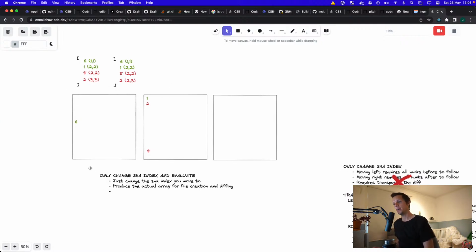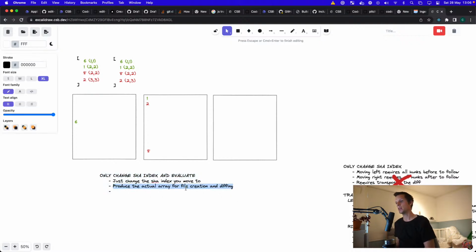So what we could do here is that, okay, so this is like conceptually produced actual array. So let's just remove that. So what we would have to do first is we would have to sort the array. Sort array by current SHA index and line. So that means this thing. So this is what we change, and this is the thing we produce. Let's give it a color.